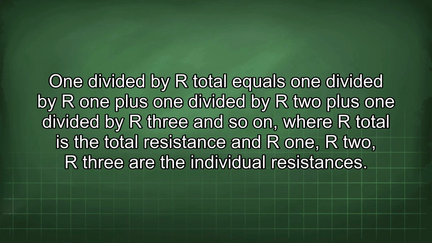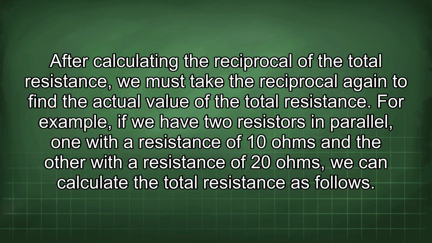1 divided by R total equals 1 divided by R1 plus 1 divided by R2 plus 1 divided by R3 and so on, where R total is the total resistance and R1, R2, R3 are the individual resistances. After calculating the reciprocal of the total resistance, we must take the reciprocal again to find the actual value of the total resistance. For example, if we have two resistors in parallel, one with a resistance of 10 ohms and the other with a resistance of 20 ohms, we can calculate the total resistance as follows.